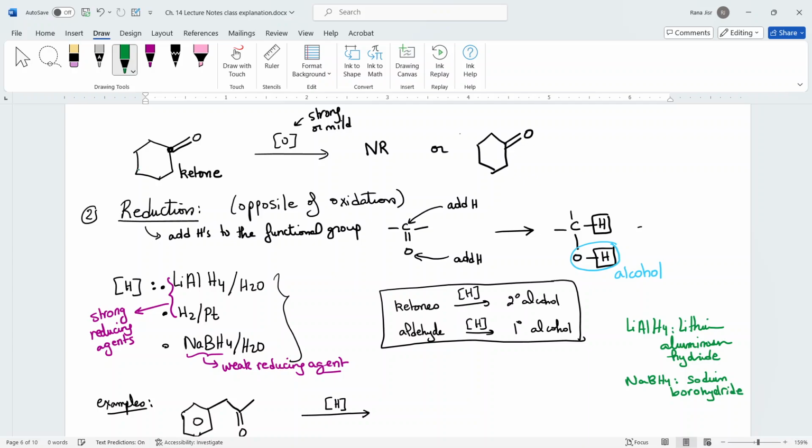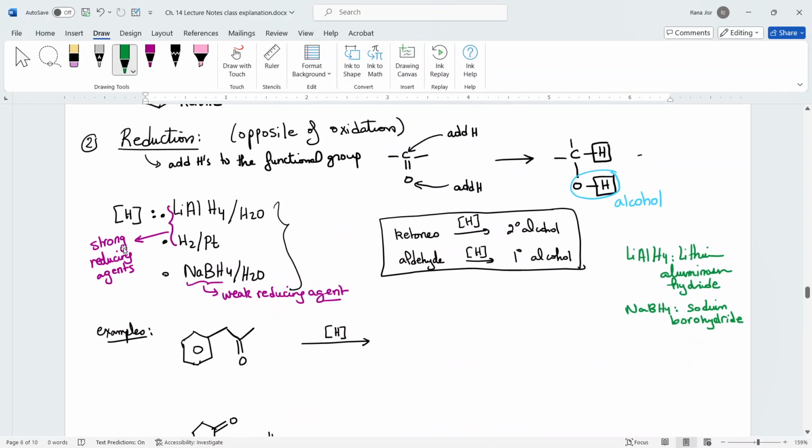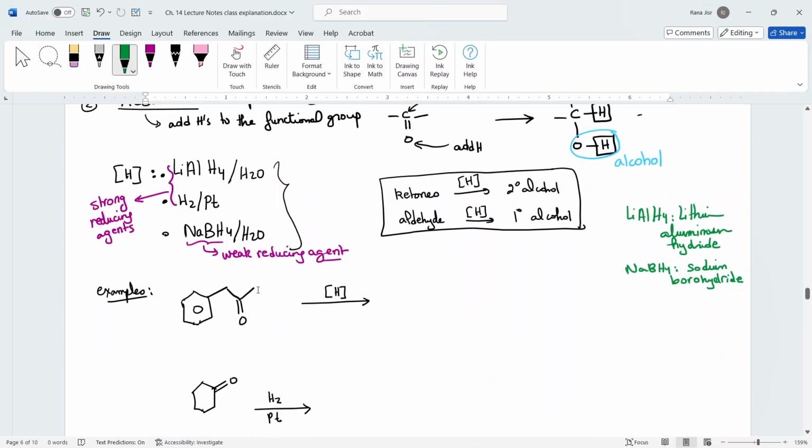reducing agent. Okay, and then we have the regular hydrogen in presence of Pt. So both of those are strong. The sodium borohydride is a weak reducing agent. We represent all of those as an H. So whenever you see that H in there, we don't care about it. It can be any one of those. The lithium aluminum or the hydrogen or the sodium borohydride. Okay? So that's your reducing agent.